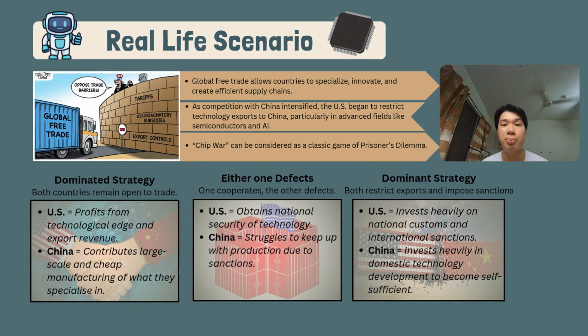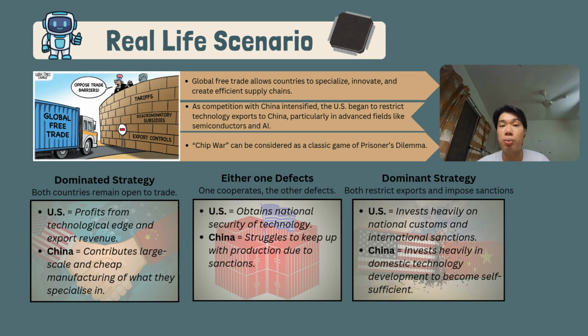Here's a classic example of the prisoner's dilemma playing out on a global scale: the so-called chip war between the United States and China. Ideally, global free trade would let each country play to its strengths. The United States could keep its technological edge, while China could boost its economy by specializing in high-volume, cost-effective production of advanced tech products. But as competition heats up, especially in areas like semiconductors and AI, the United States has started imposing export controls on China, aiming to secure its national tech advantage.